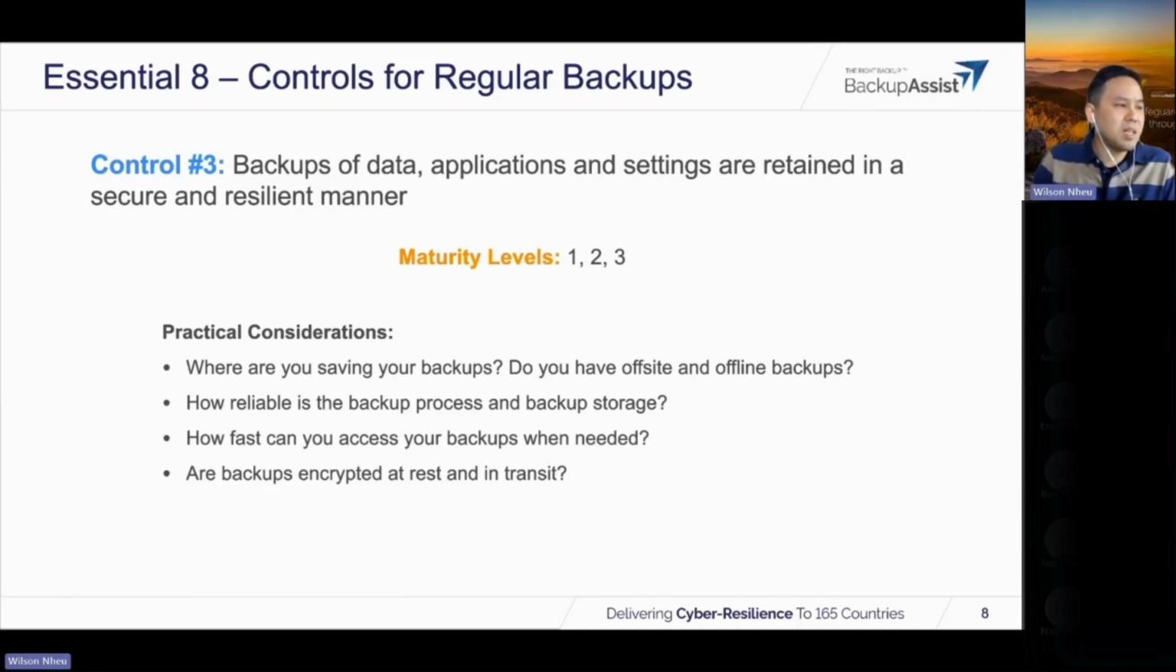So the other question you want to consider is, how fast can you access your backups when you need them? And are backups encrypted at rest and in transit? So, are they encrypted before they're sent to the cloud, so that you effectively achieve zero knowledge encryption?